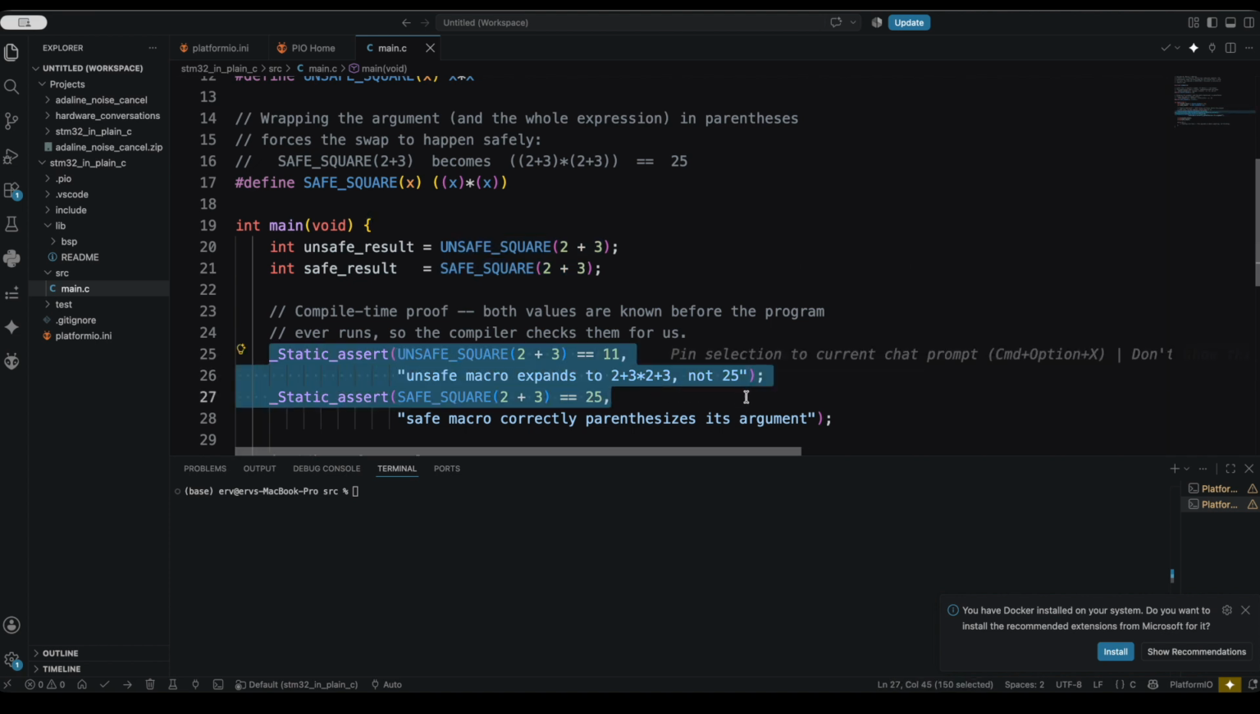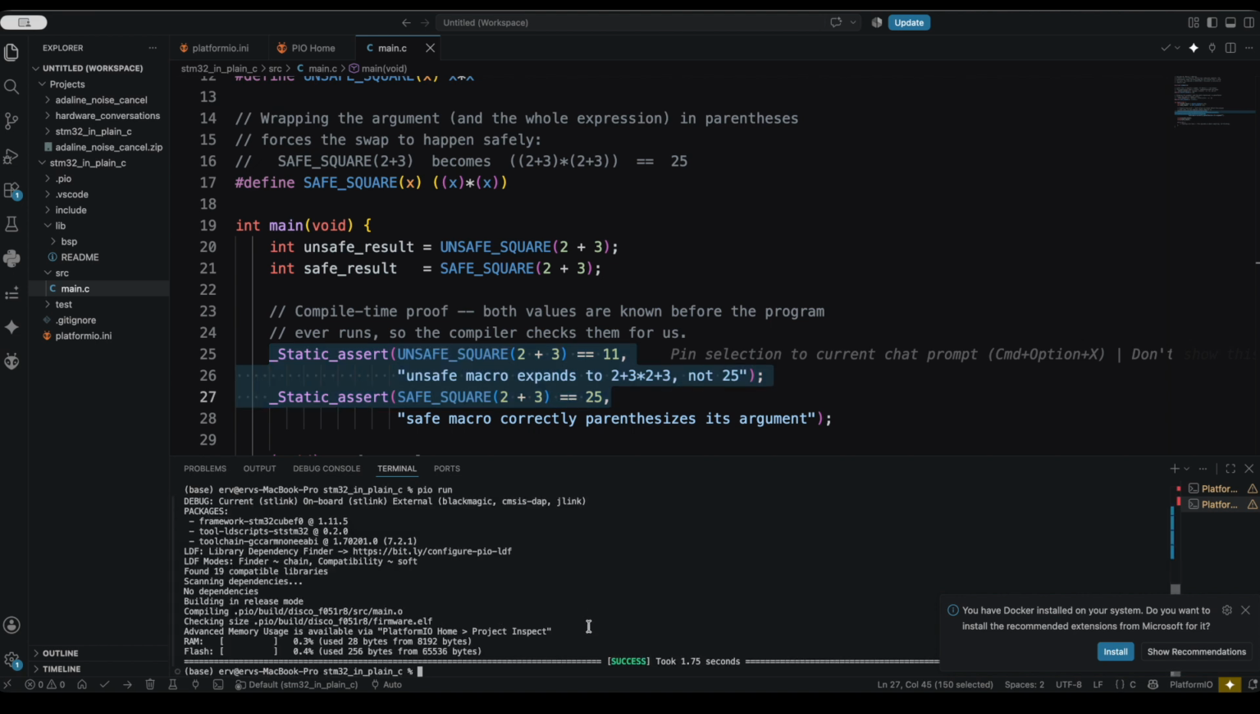And both of these are checked at compile time. No running, no printing. If either expansion doesn't match what I expect, the build itself fails and tells me exactly where. Let's build it. Clean build, both checks passed.